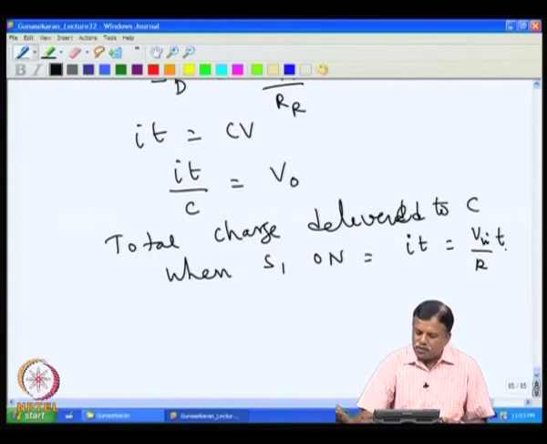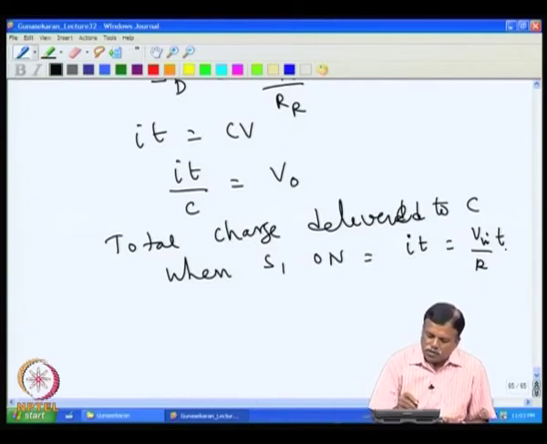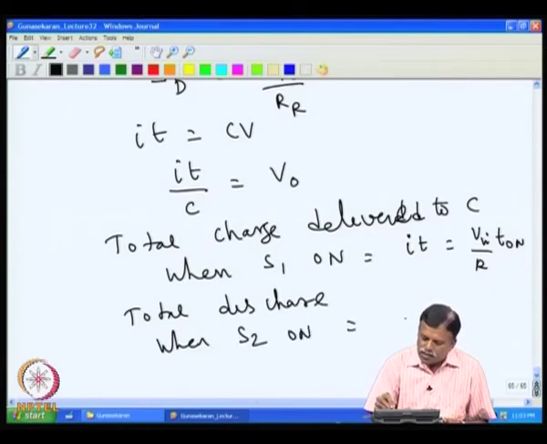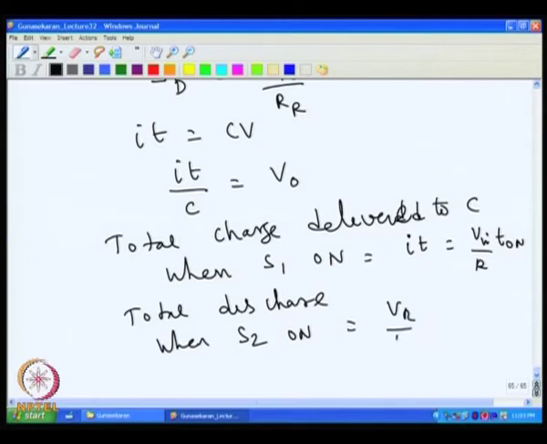So, that must be equal to the total amount of charge that left. The total discharge current is on time. So, the total discharge, given S2 on, is equal to V reference by R into T of time. This is R, this is R in. So, both of these must be equal.